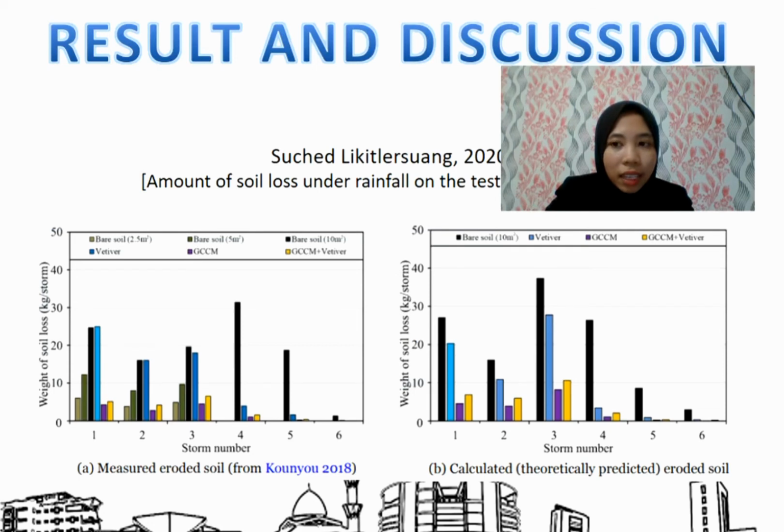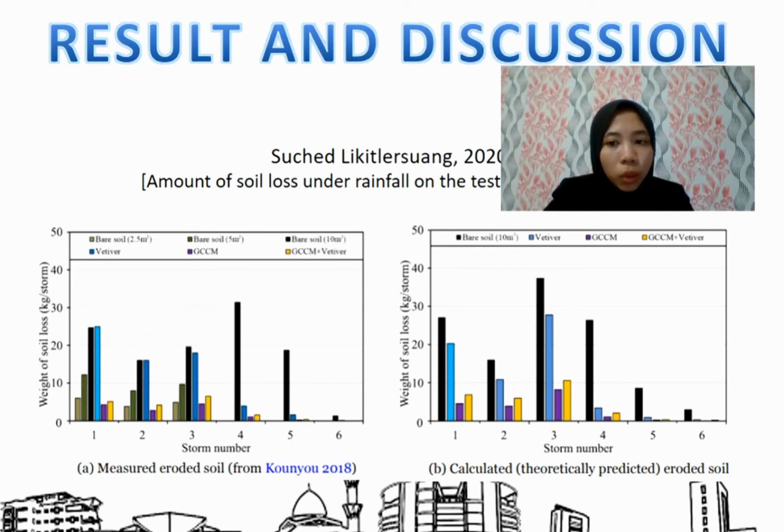Based on such study, this is the graph for soil loss. This is the graph for the amount of soil loss under rainfall on the test embankment. The black color represents bare soil. The blue color represents vetiver grass. The purple color represents GCCM, and the yellow color represents combinations of GCCM and vetiver grass.